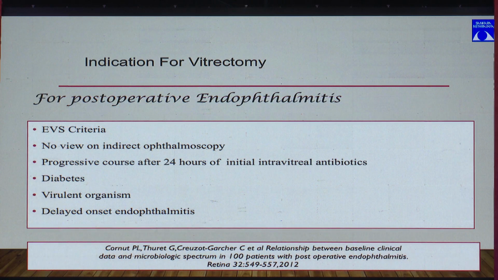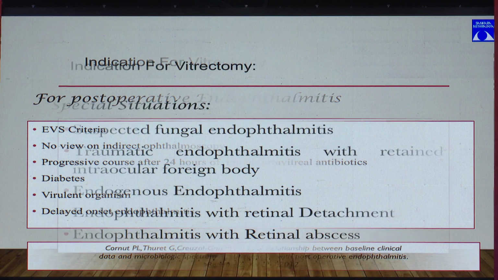So keeping the EVS criteria in mind, as well as the newer information that we have, I would say that these are the few things where I would directly go in for the surgery. The EVS criteria, of course, and the second, if there is no view on indirect ophthalmoscopy and the progression of disease is seen even 24 hours after the intravitreal injection, the patient is a diabetic which is not under control, or a virulent organism, and in cases of chronic or delayed endophthalmitis, you would want to take up the patient for surgery directly.